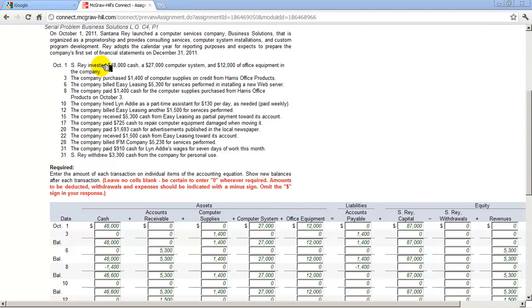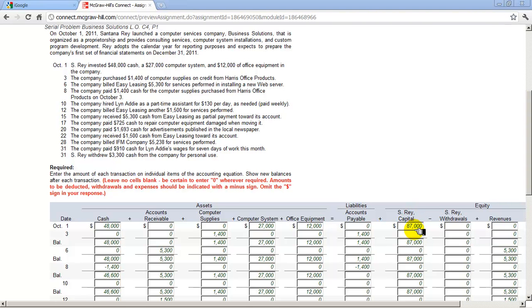So our first transaction, we've got S. Ray invested $48,000 cash, a $27,000 computer system, and $12,000 office equipment in the company. So no matter what you invest in a company, whether it's cash or other equipment, it all goes over here on the asset side. So we have cash is $48,000, and over here computer systems, $27,000. And then office equipment is $12,000. You add all those three pieces up to give you a total of the amount he invested, which would be $87,000, and that goes under the equity section under S.